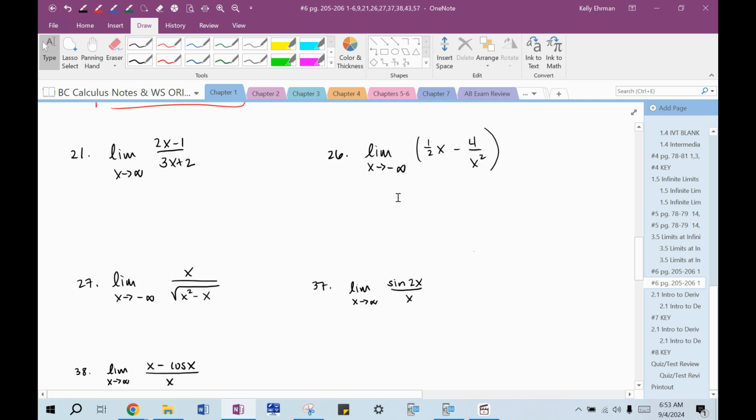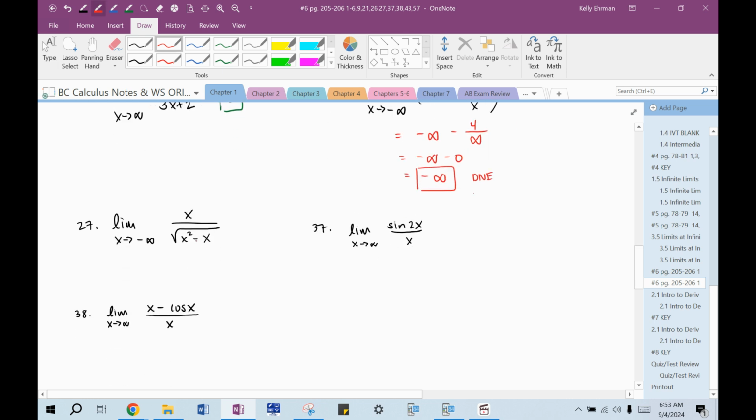All right, these are limits at infinity. So remember, you're thinking horizontal asymptote rules for a lot of these. So this is a tie. This answer is 2/3. For the next one, I'm plugging in negative infinity. So if I do that, let's do it down here. 1/2 times negative infinity is negative infinity. Minus 4 over negative infinity squared is just an infinity, whatever. So this is 0. Negative infinity minus 0 is still just negative infinity. So this limit does not exist, but we're saying in which direction is it bounded.